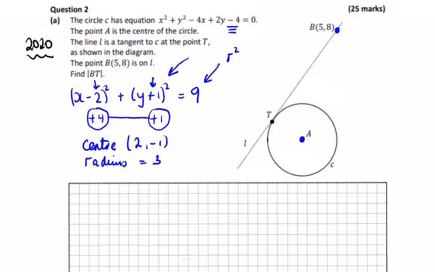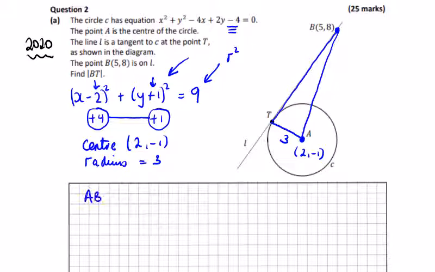So we have a starting point here. Before we do anything, we have a radius of 3, and we're told the line L is a tangent to C at the point T, and we're asked to find BT. So we're asked to find this line along here. So we have the radius. So I just need to get AB here, and we can use Pythagoras. So the point A is (2, minus 1).